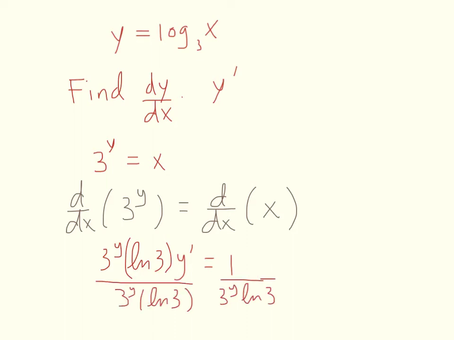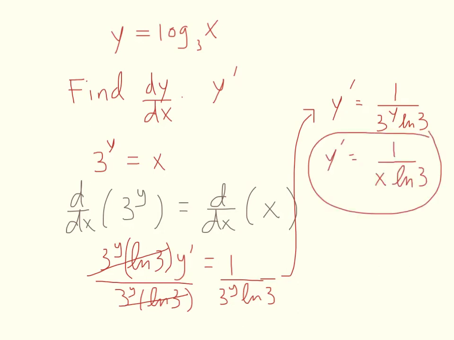Okay, here the 3 to the y times the natural log of 3 cancels, so we have y prime is equal to 1 divided by 3 to the y times the natural log of 3. Okay, but remember, 3 to the y is just x, so we can replace this 3 to the y with x. So what we have here is that y prime is equal to 1 divided by x times the natural log of 3. Or another way of stating that is that the derivative of log base 3 of x is equal to 1 divided by x times the natural log of 3.